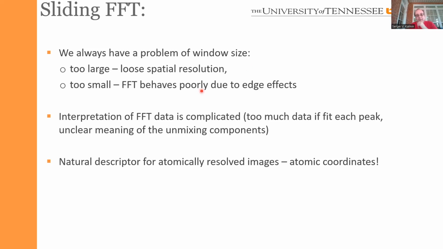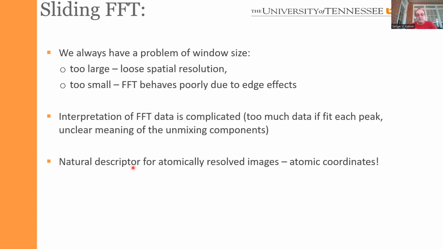The second problem that we have is that the interpretation of the FFT components is actually complicated. There are multiple ways we can do that. For example, we can take the Fourier transform, fit each peak, and then plot the position or the area under the peak. But there are too many components like that. And that brings us to the logic that maybe FFT is great if we want something fast and robust, but maybe we should also look at the image analysis from a different perspective.